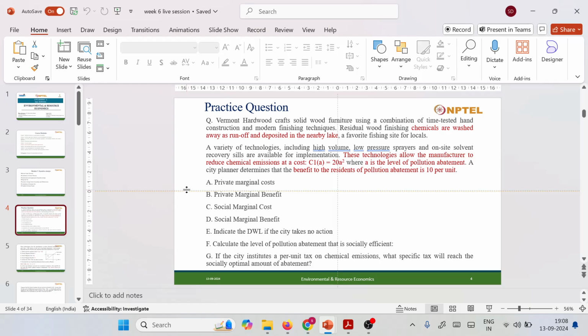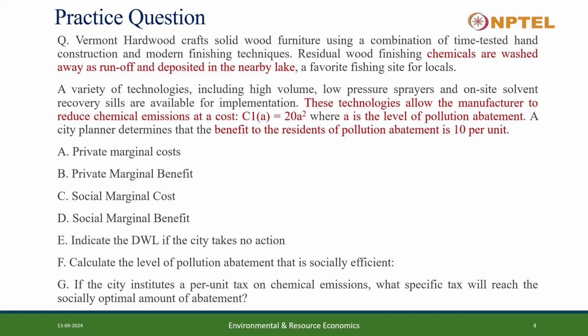Here the question is about the emission tax. In this question, we are given the cost function, 20A squared, for the cost of abatement, and then we are given the marginal benefit, 10 per unit, the benefit of pollution abatement. The question asks what the private marginal cost is, and what the private marginal benefit is.